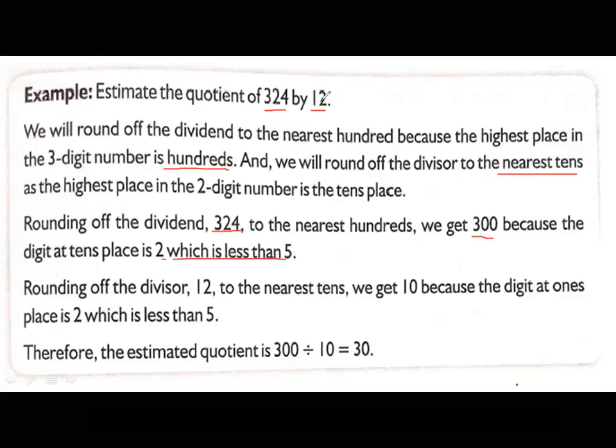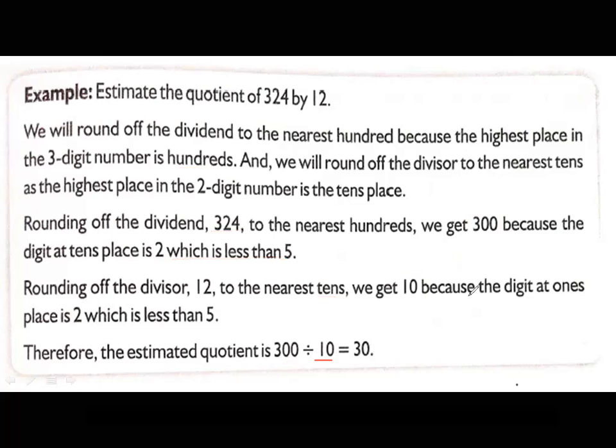Next, the second number, 12. The divisor 12 is a 2-digit number, so the highest place value is tens. Looking at the ones place, it is 2, which is also less than 5. So 12 is rounded to 10. Now we have the two numbers 300 and 10. Finding the estimated quotient, 300 divided by 10, the quotient is 30. So this is the rule for finding estimated quotients.